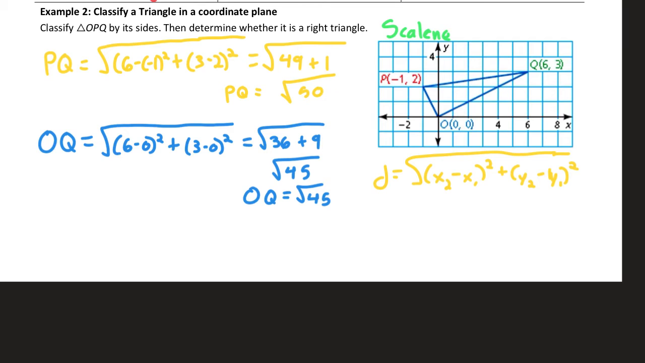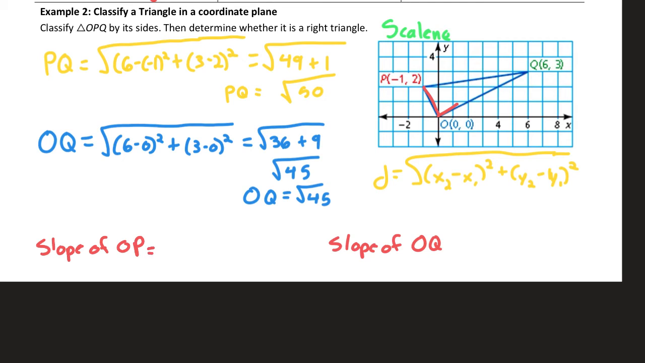Now, here, what I'm going to do to see if I can classify it by its angles, to see if it has a right angle, is I'm going to compare the slopes of two sides. So what I'll do right now is I'm going to compare the slopes of OP and the slope of OQ. Because if those two meet at a right angle, I'm just assuming, then they would have opposite reciprocals of slopes.